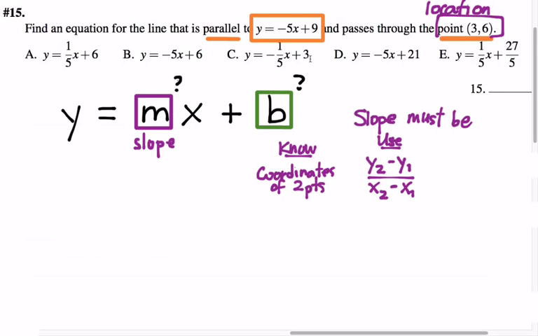Which direction does this line go? Is it increasing from left to right? Is it decreasing from left to right? Is it steep? Is it shallow? And from there, you only have one other option. There's three key pieces of information given in that question. Parallel, y equals negative 5x plus 9, and the point 3, 6. We know that we can't use location because that doesn't tell us anything. It just tells us a point on that line.